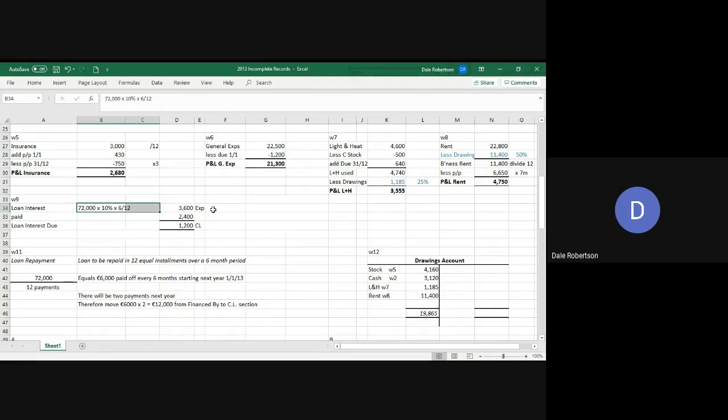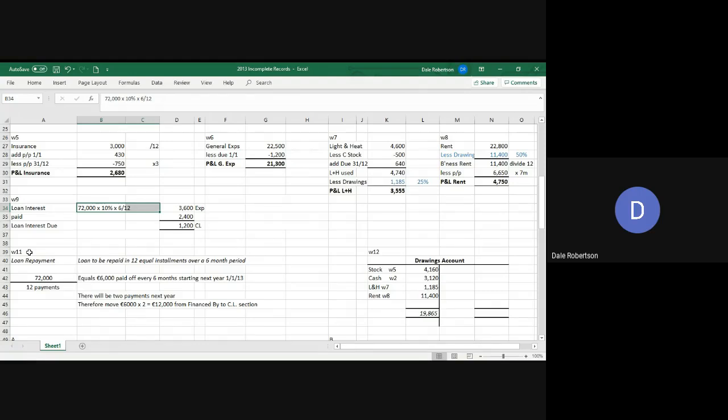Now, that is coming from the middle paragraph about the loan, where you're told about 10%. And in there, you're also given the information about the loan repayment. Let me talk to you a little bit about that. It says, Kelly borrowed 72,000 on the first day of July 2012, part of which was purchased in an adjoining premises of 60,000. We've recorded that. The second sentence, it was agreed that the sum borrowed will be repaid in 12 equal installments over a 6-year period, commencing on the 1st of January 2013.